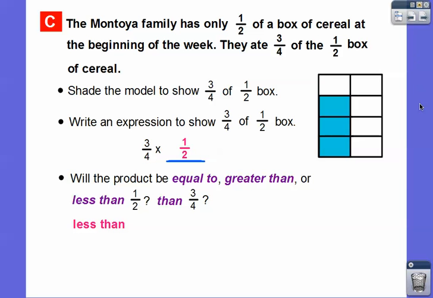How about, will it be equal to, less than, or greater than 3/4? Well, 3/4 is the whole box right there. It's definitely going to be less than 3/4, because 3/4 would be what they did in the other box, and it's definitely less than that. This is only half of the 3/4, and we'll get into what that means later. Okay, so both of those are less than.